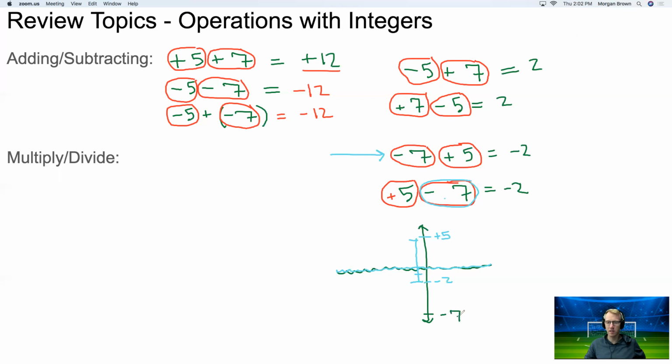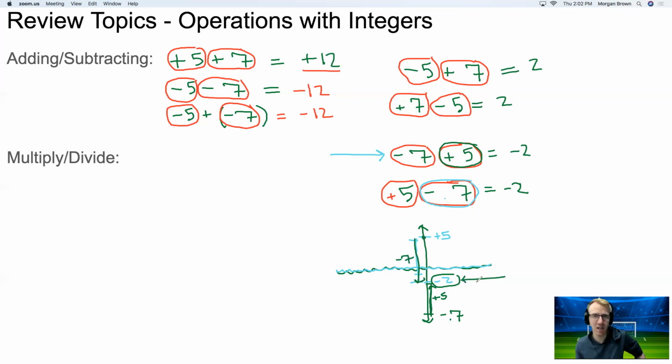and you go +5, which would be like going up 5. So you start swimming upward, 1, 2, 3, 4, 5, and you make it up to -2. So this is a distance up 5 from a starting point of -7, or this is a distance of down 7 from a starting point of +5. They both get you to the same spot, which is -2.